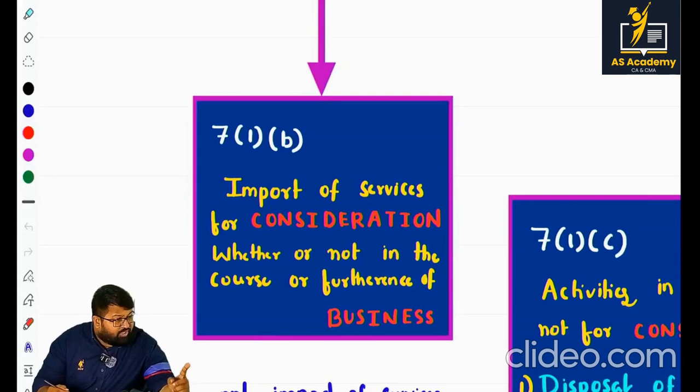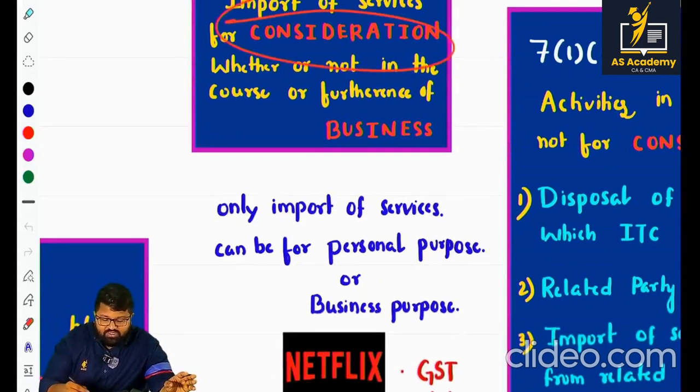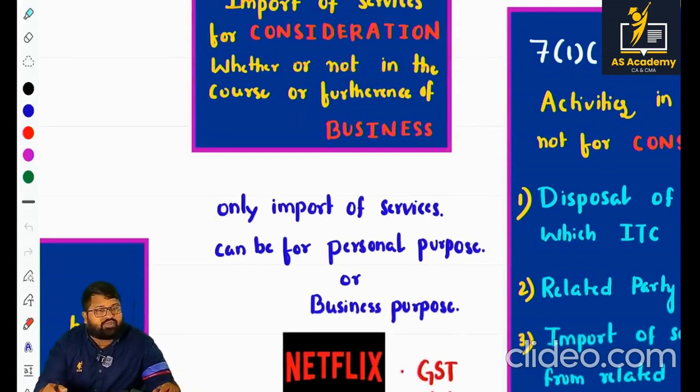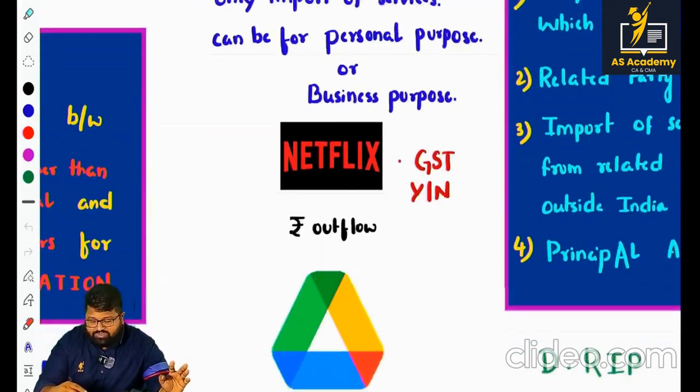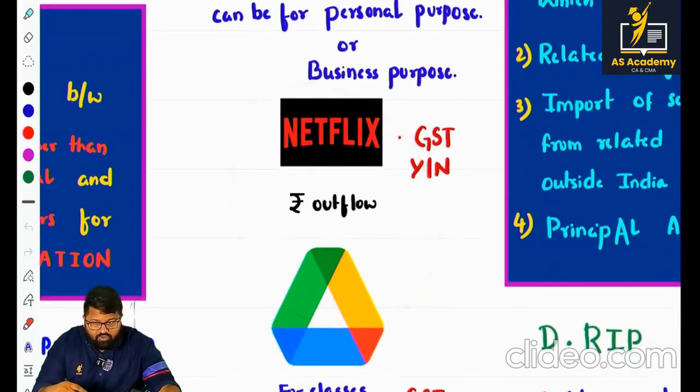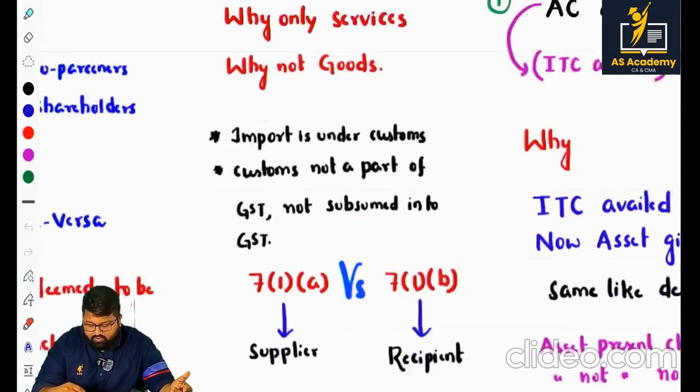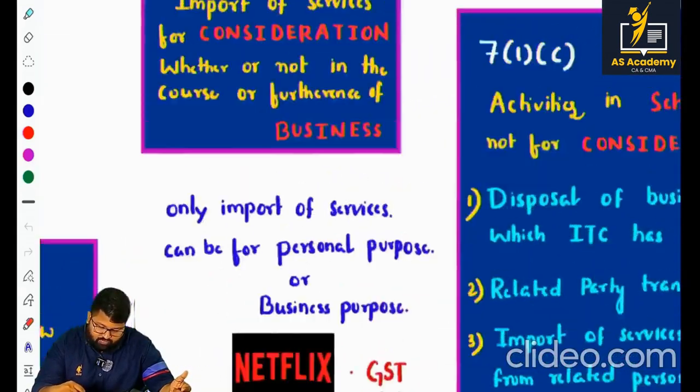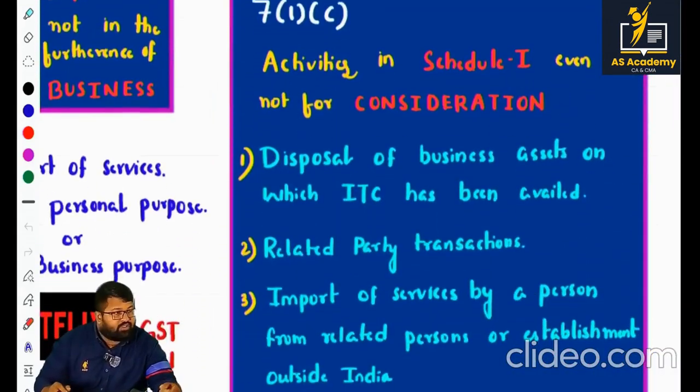7.1B. Sir, what are we importing? Goods or services? Only services. Okay, not goods. And it is for consideration. Business can be there or person. So, best examples: Netflix or even Google Drive, whatever you are using there. Next, what is the next one, ma?